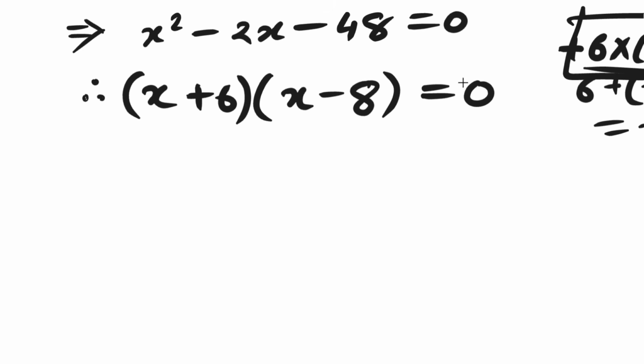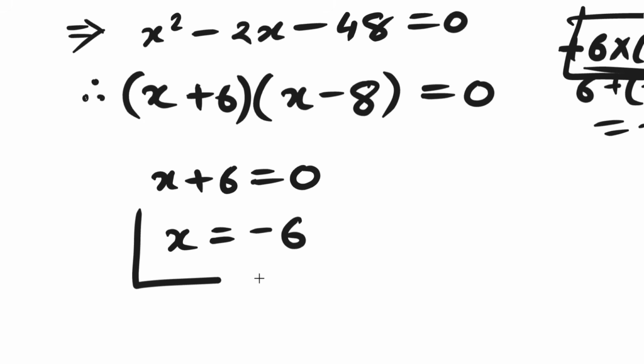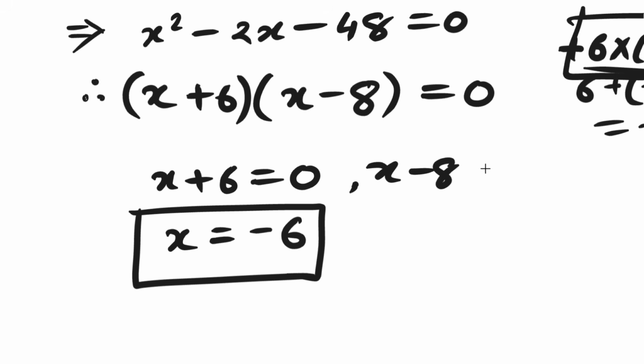Whenever a product equals 0, we use the zero product property. This property says that if two factors multiply to give 0, then at least one of those factors must be 0. So we set each factor equal to 0. From x plus 6 equals 0, we get x equals negative 6. From x minus 8 equals 0, we get x equals 8.